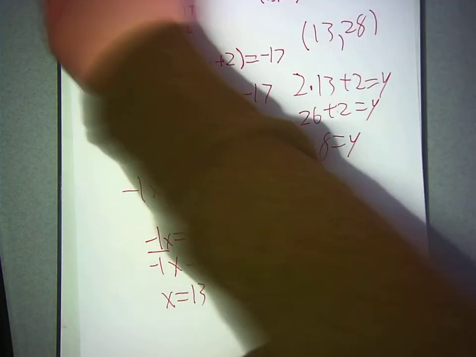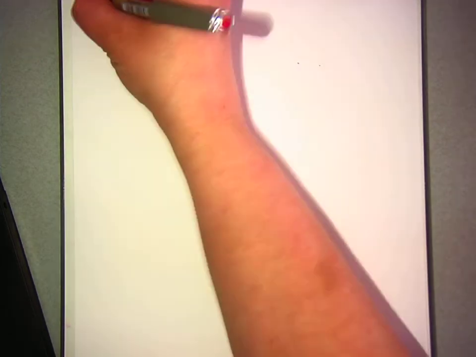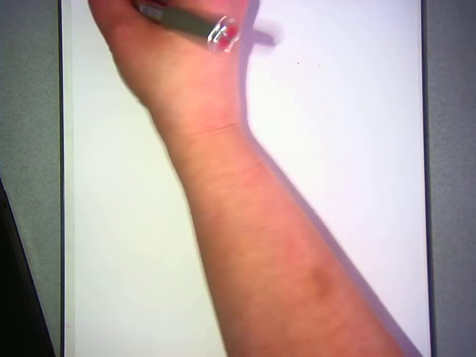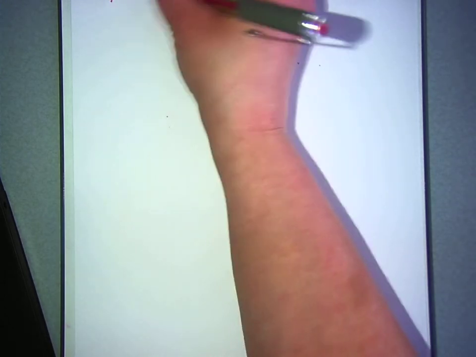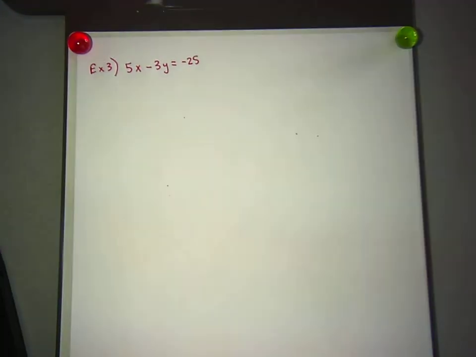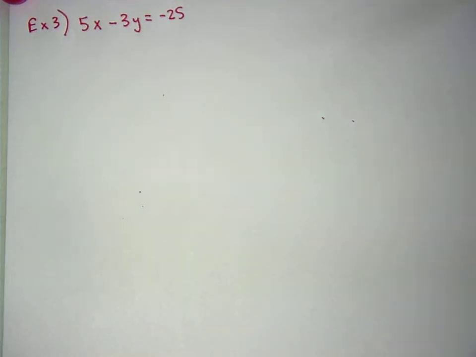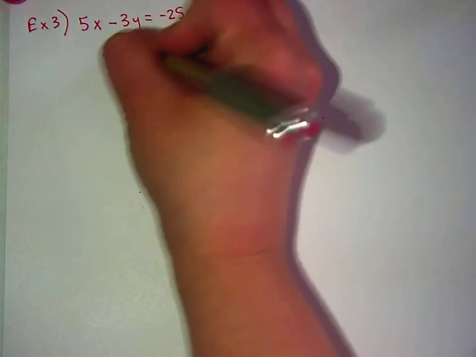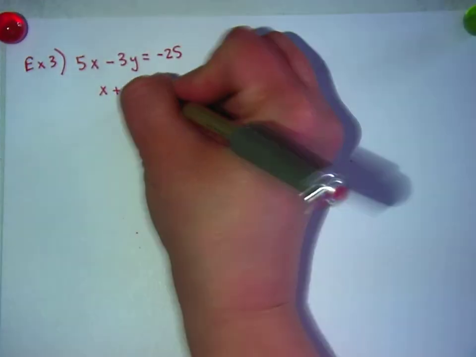All right, next up, everybody, we are gonna write down, we're doing 3 more examples. One of them that'll take a little while, and 2 of them that'll be very fast. All right, everybody write down 5x minus 3y equals -25. And then x plus 4y equals 18.